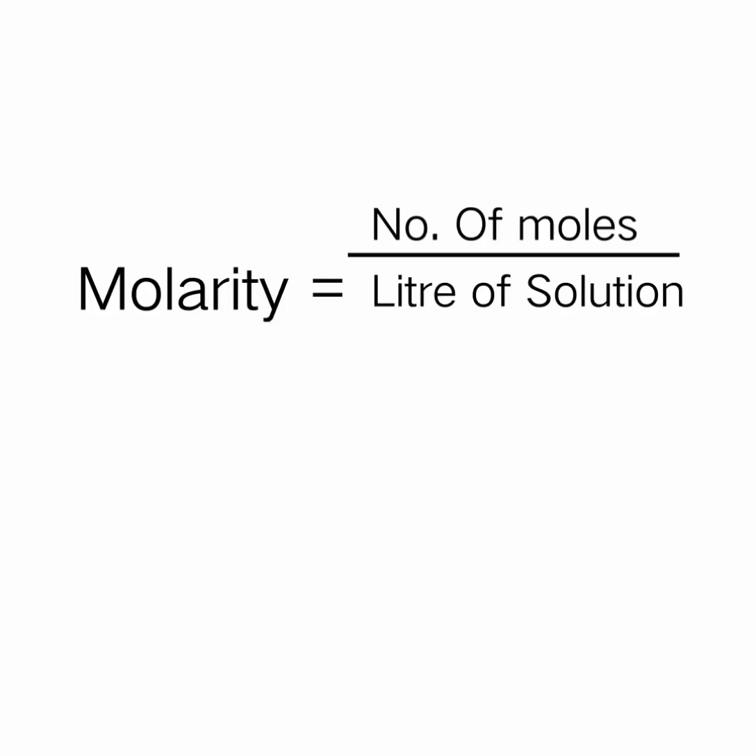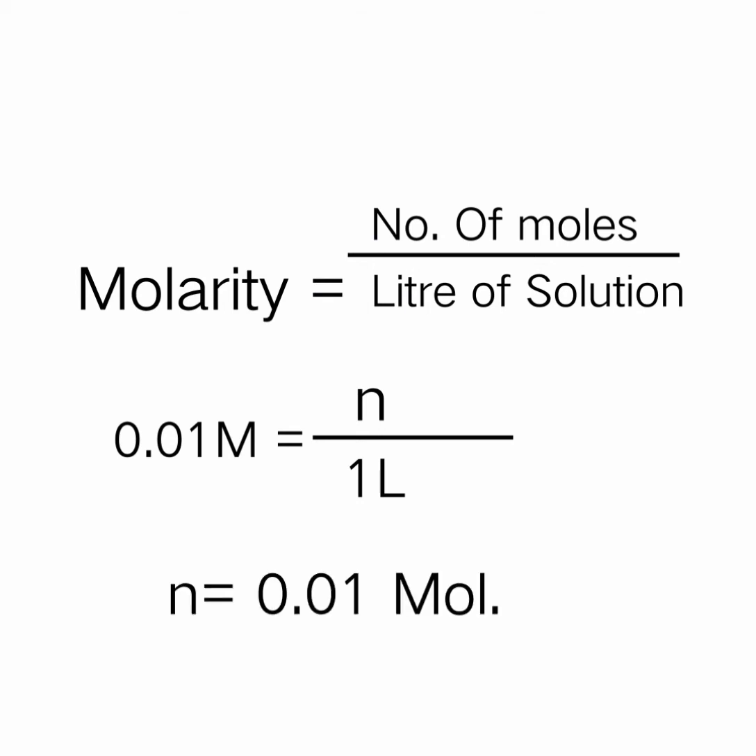Let's recall that molarity equals number of moles of solute divided by the volume of the solution measured in liters. We have been given the required molarity for the solution, which is 0.01 molar. To make number of moles n the subject of the formula, we multiply 0.01 and 1. This is pretty easy. The number of moles is 0.01 moles.